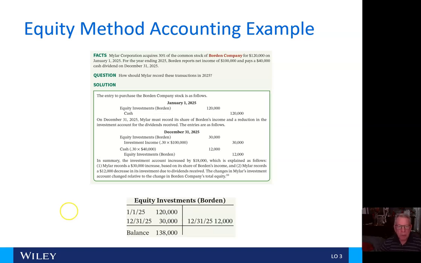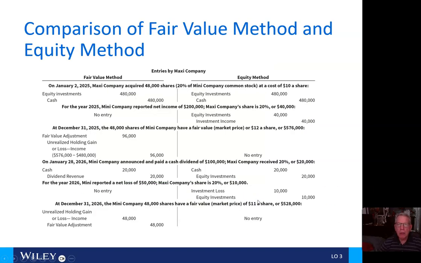Now, when we compare the fair value method and the equity method, let's take a look at this. Here we have the fair value, and over on the right side, the equity method. On January 2nd, Maxi Company acquires 48,000 shares, that's 20% of Mini Company's common stock, at a cost of $10 a share. So here we can see that we have debited equity investments and credited cash for that $480,000.